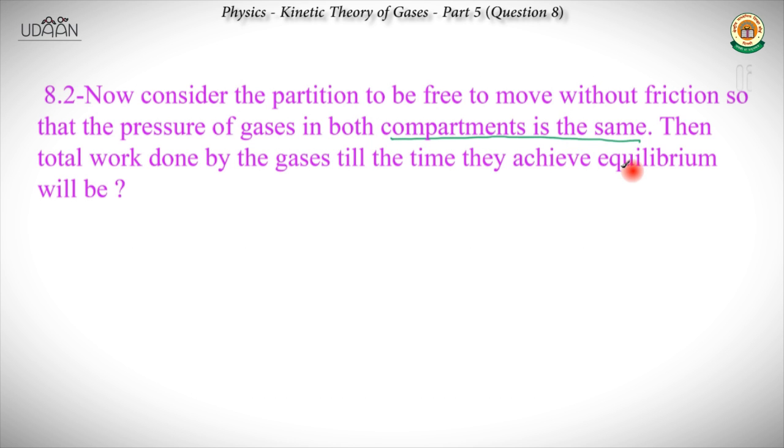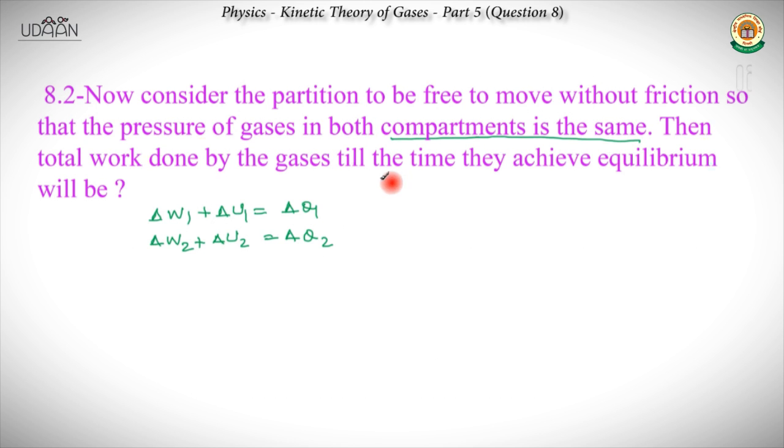Hence an isobaric process. Now let's find the total work done by the gases till they achieve equilibrium. So we consider the gases, say delta W1 plus delta U1 would be equal to delta Q1, which would be the heat lost by 1, and delta W2 plus delta U2 equals delta Q2, which would be equal to the heat gained by 1.